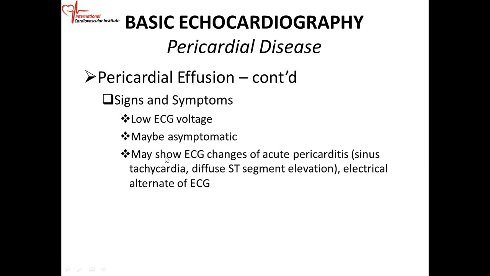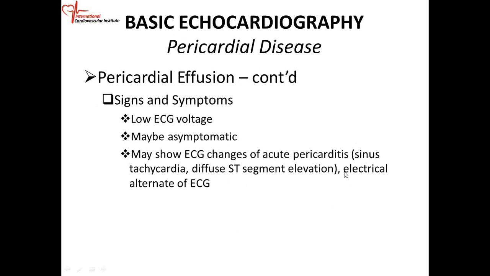If the patient has acute pericarditis, then you can make that assessment on the 12 lead ECG. So with acute pericarditis, the patient usually is in sinus tachycardia, heart rate above 100 beats per minute. They'll have diffuse ST segment elevation and what we call PR segment depression.